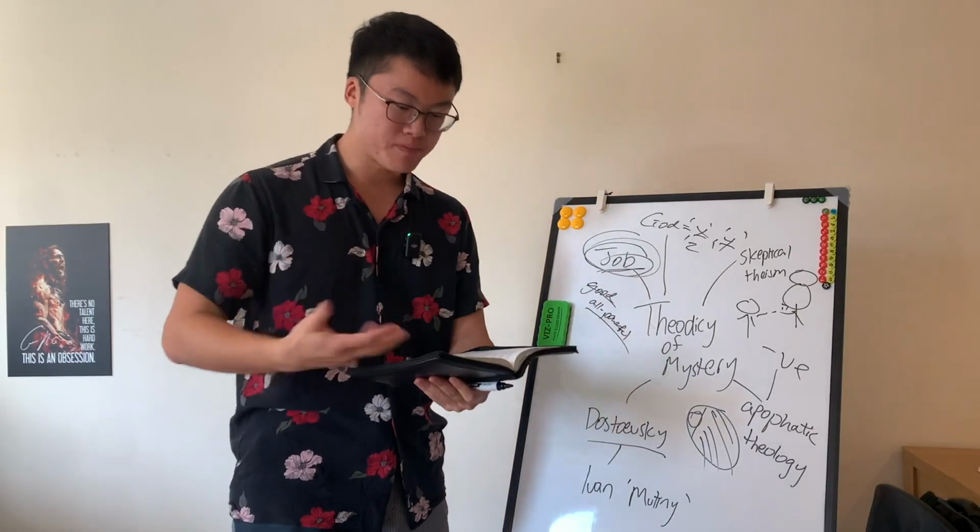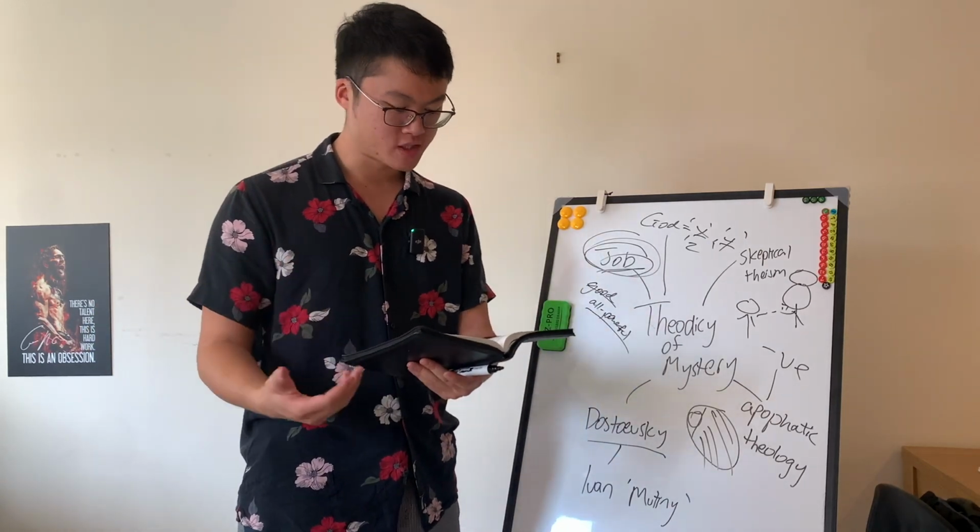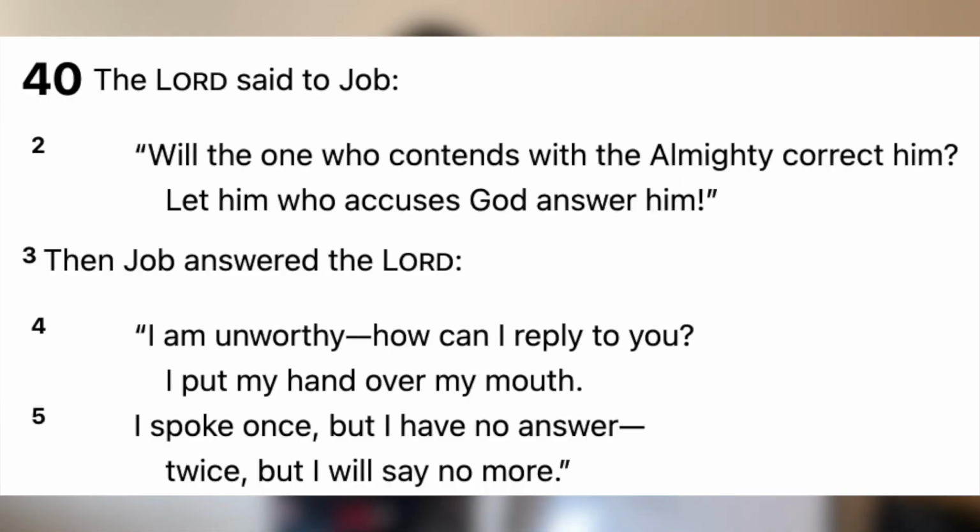And when we actually open the Bible and look at the book of Job, if you turn to Job chapter 40, verse 2, you say, "Will the one who contends with the Almighty correct him? Let him who accuses God answer him." And then Job answered the Lord in verse 3 and verse 4, "I am unworthy. How can I reply to you? I put my hand over my mouth. I spoke once, but I have no answer. Twice, but I will say no more."